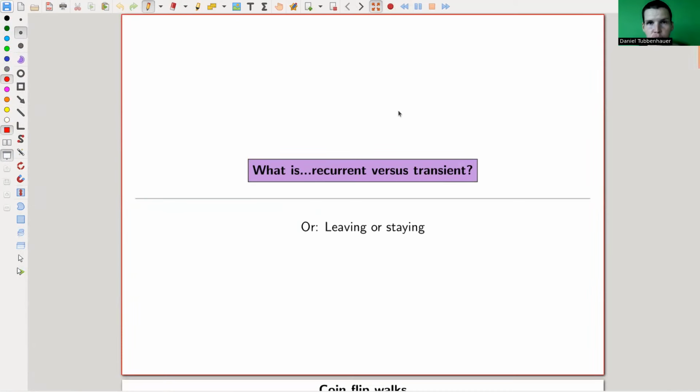Okay, welcome everyone to my continuation of what are my favorite theorems, a biased collection as usual. Today I would like to talk about random walks.